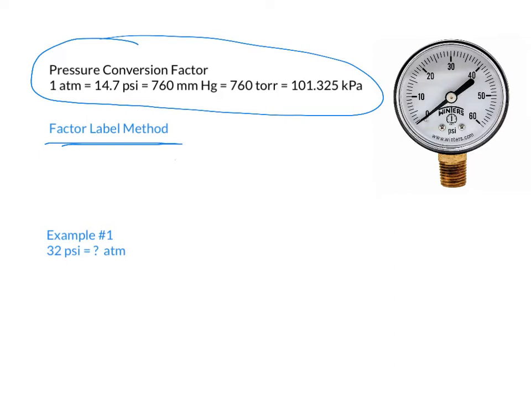It can also be used in composition stoichiometry to convert from grams to moles to number of particles, and even for reaction stoichiometry to convert between the amounts of reactants and products. In this lesson, we will be using the factor label method to do pressure conversions.